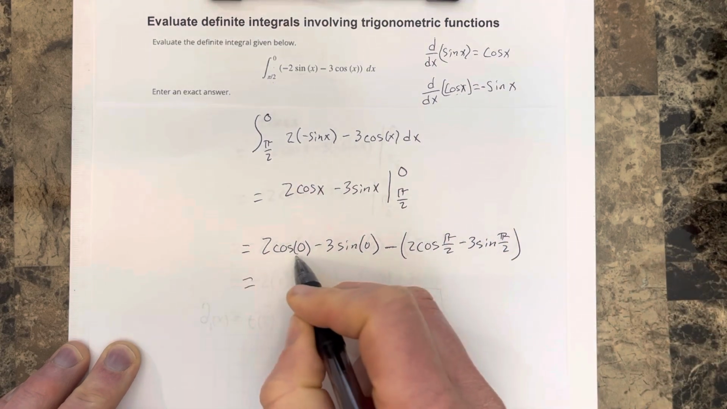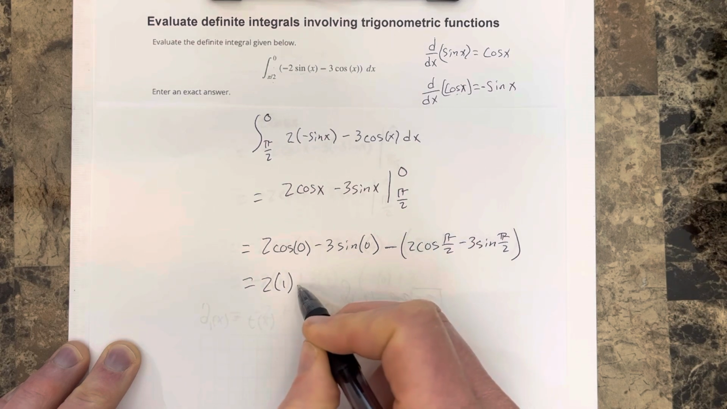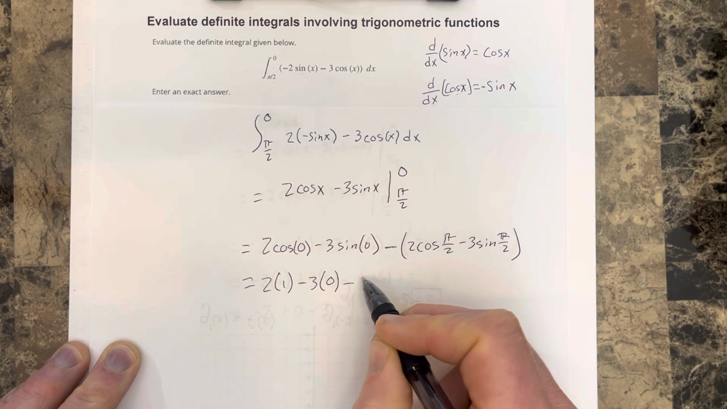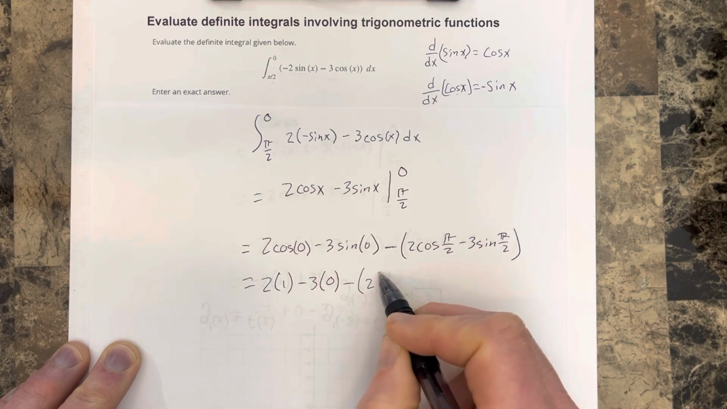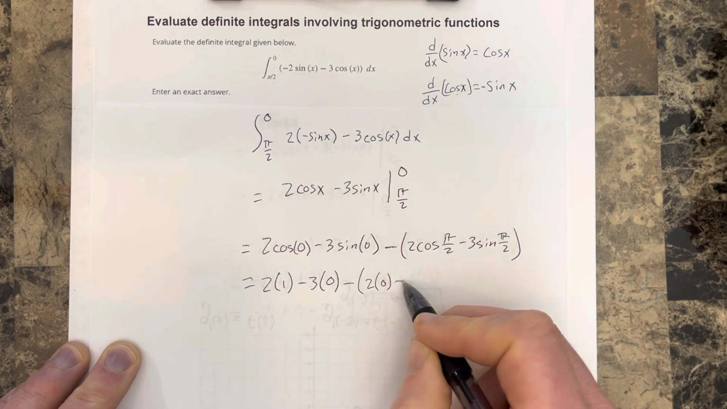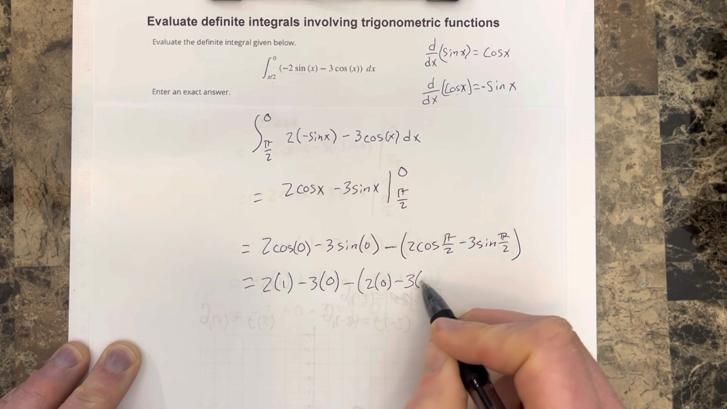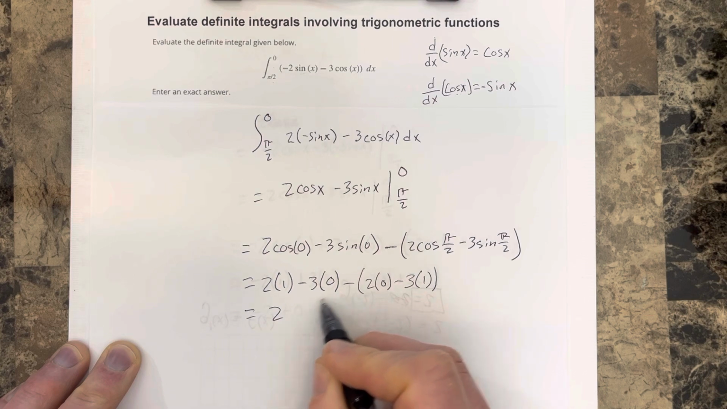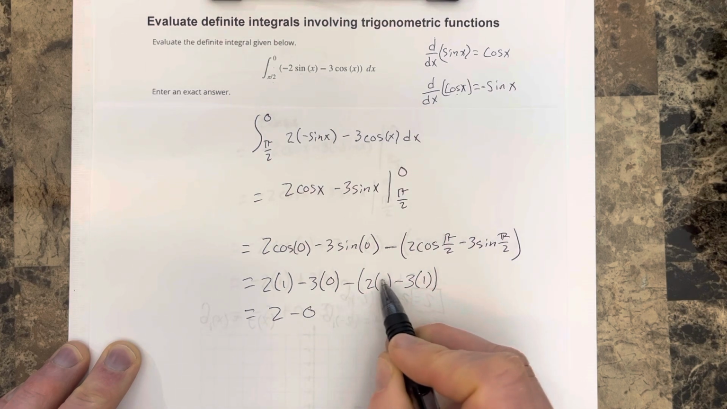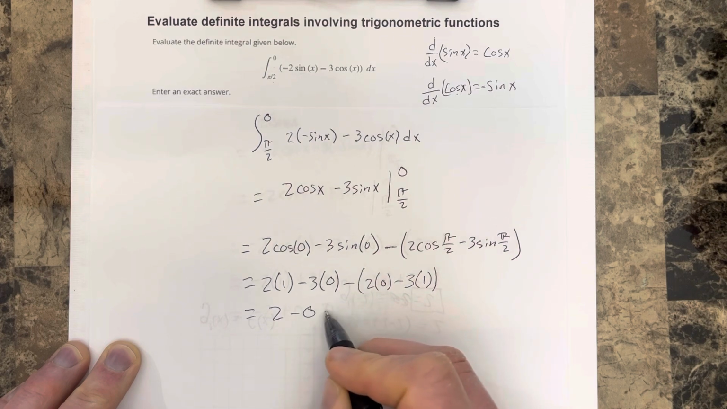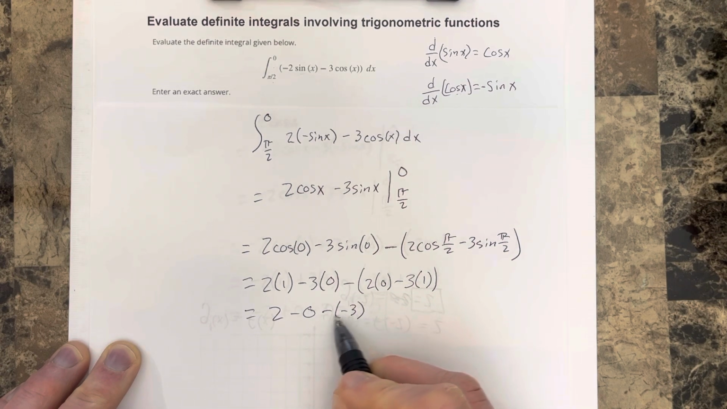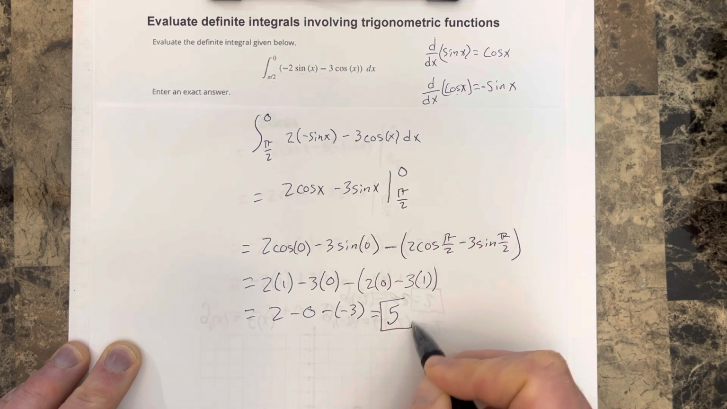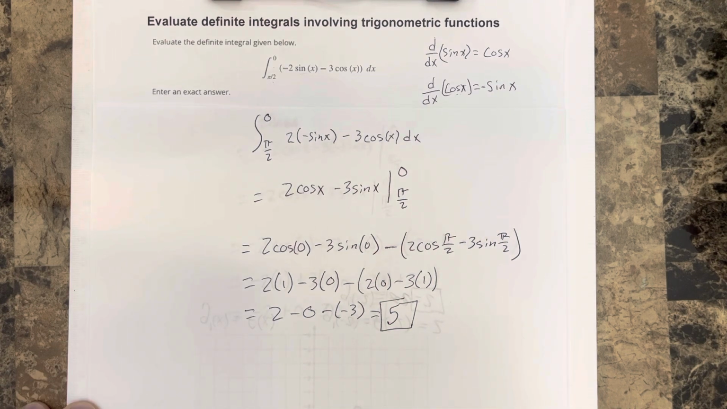Well, I know that cosine of 0 is 1, so I get 2 times 1 minus 3 times sine of 0, which is 0, minus 2 cosine of pi over 2, that's 0, and then minus 3 sine of pi over 2 is 1. So this ends up being 2 minus 0. This will be 0 minus 3, so it's minus negative 3 there. If I subtract the negative, that's really adding 3, so I end up with 3 plus 2, which is 5. So the area there is 5 for the integral.